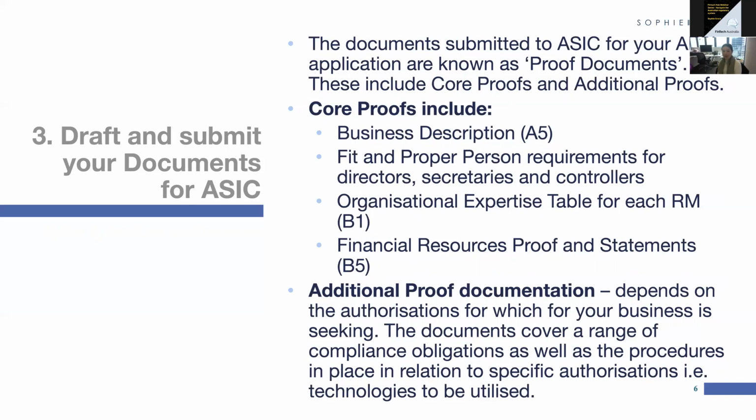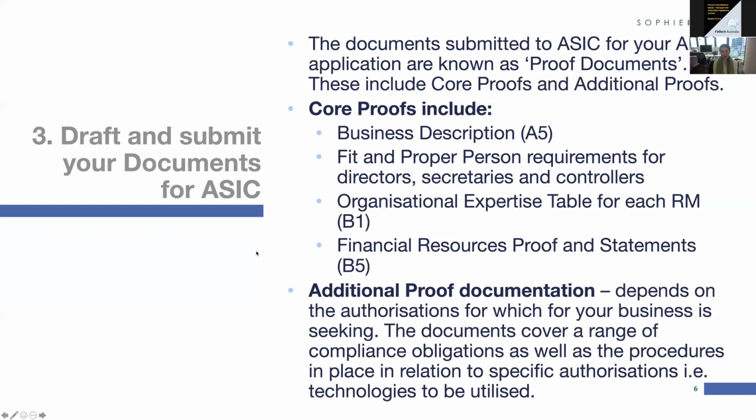Your organisational expertise table for each responsible manager, also known as the B1 proof, and that's developed for each RM. Then you have your financial resources proof and statements. So you'll need to submit a balance sheet and a cash flow projection as well as a Word document that outlines how you'll meet each of your financial resources requirements under the license.